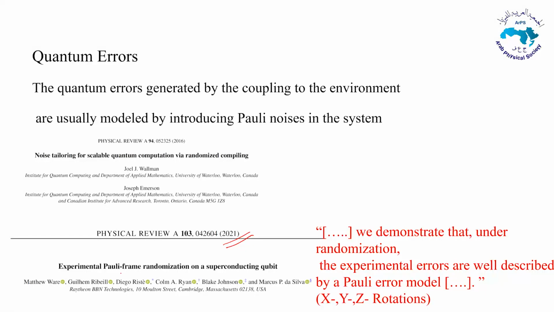The Pauli matrices, mainly what you call XYZ rotations, can be a model for quantum errors. And you can see here from this paper that the authors demonstrate that under randomization, the experimental errors are well described by a Pauli error model, X, Y, and Z. So this is nice. This is the first step: understanding and modeling the error, and being sure that it describes the experimental error correctly, at least very close to reality.